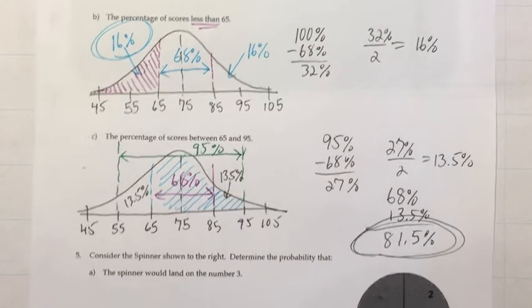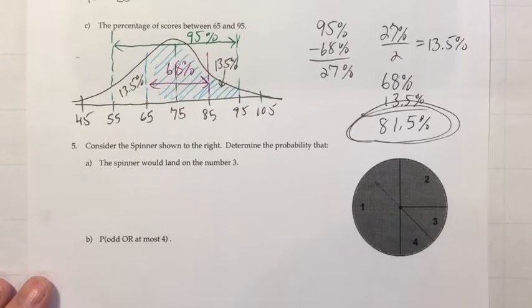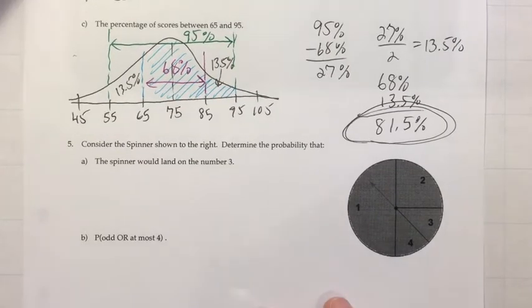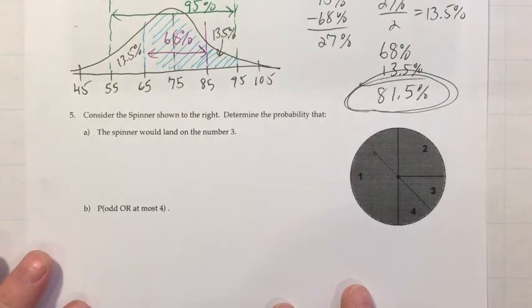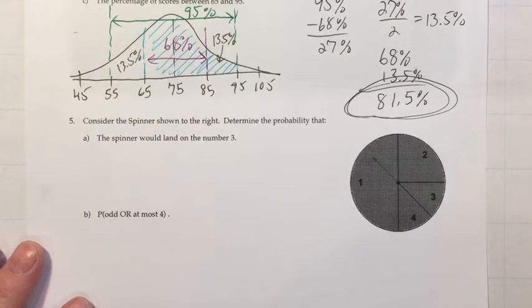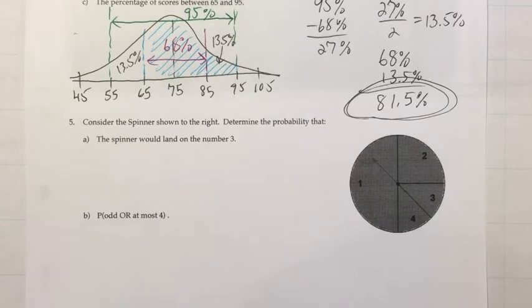All right, let's go ahead and move down to number 5, a probability question about a spinner. So consider the spinner shown to the right. Determine the probability that the spinner would land on a 3, or the probability that we would end up with an odd, or at most a 4.